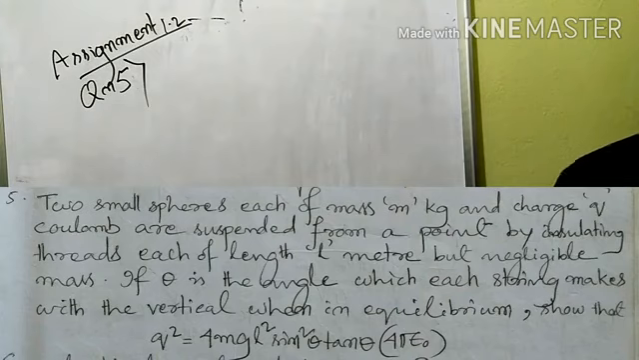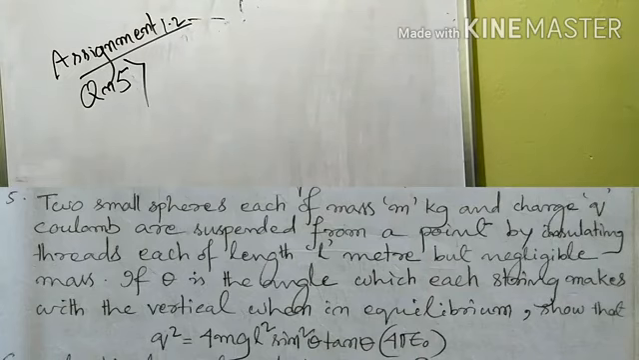Okay, now refer to assignment 1.2 question number 5, which says: two small spheres each of mass m kg and charge q coulomb are suspended from a point by insulating threads, each of length L meter but negligible mass. If theta is the angle which each string makes with the vertical when in equilibrium, show that q square is equal to 4 pi epsilon naught mg L square sin square theta tan theta. Okay, good question. It is a theoretical question only.